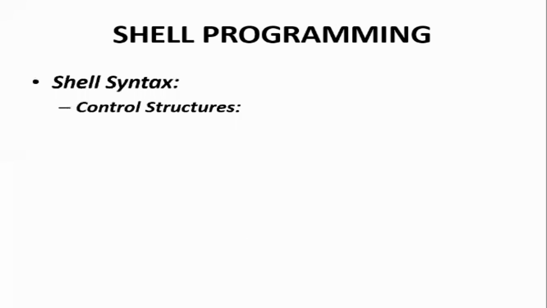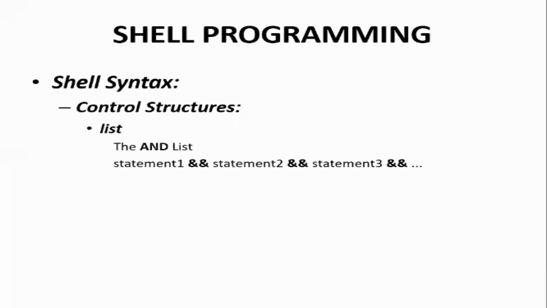Now we'll see the AND list, which is a construct that enables you to execute a series of commands, executing the next command only if all the previous commands have succeeded. The AND list syntax is shown on the screen, where it contains statement 1 && statement 2 && statement 3 and so on. In this, it will execute a series of commands by executing the next command only if all the previous commands executed have succeeded.